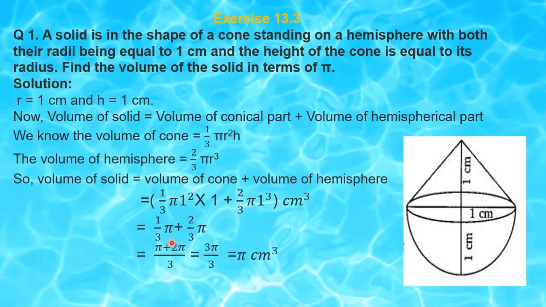we solve it, we get 1 by 3 pi plus 2 by 3 pi, and by taking the LCM we get 3 pi by 3, and 3 and 3 cancel out, we get pi is equals to volume of solid is pi centimeter cube. So here we can say the volume of the given solid is pi centimeter cube.